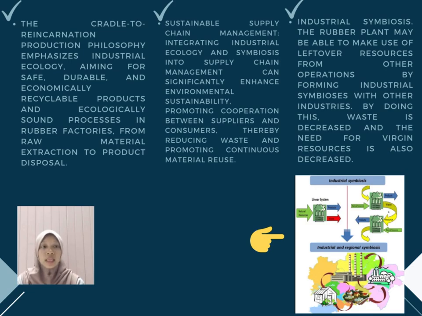And the third is industrial symbiosis. The rubber plant may be able to make use of leftover resources from other operations by forming industrial symbiosis with other industries. By doing this, waste is decreased and the need for new resources also decreases. You can see the industrial symbiosis.